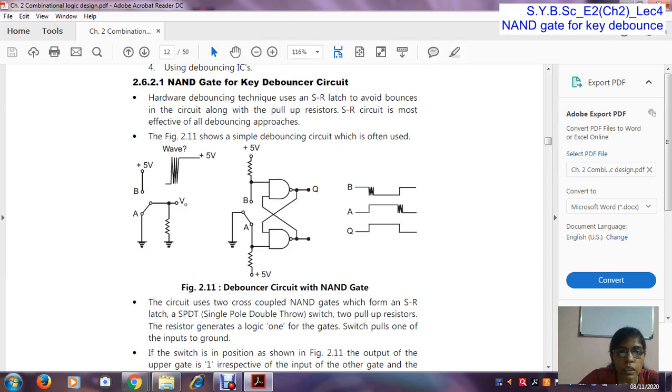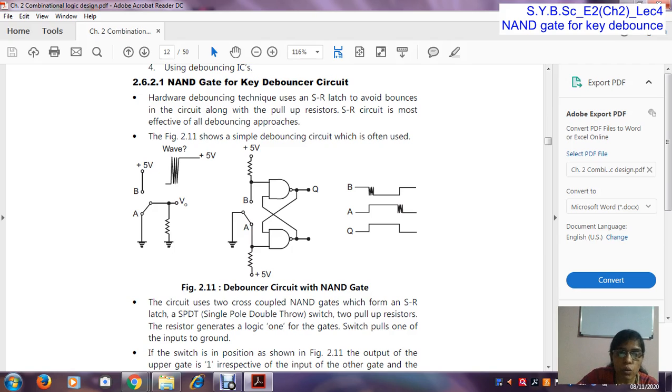So this latch holds the output 0. So basically this is the RS latch. RS means R stands for reset and S stands for set. So this is basically an RS flip flop, and a flip flop is used as a memory element.